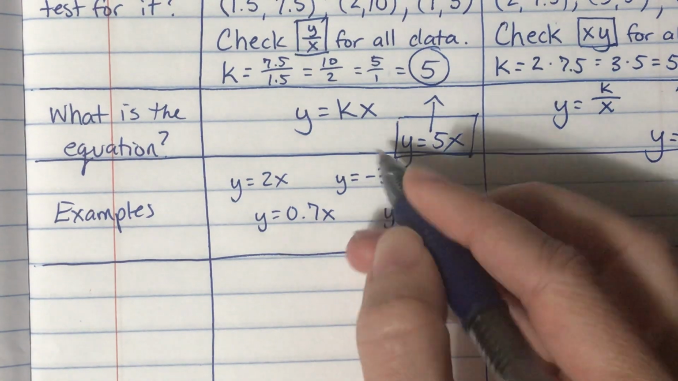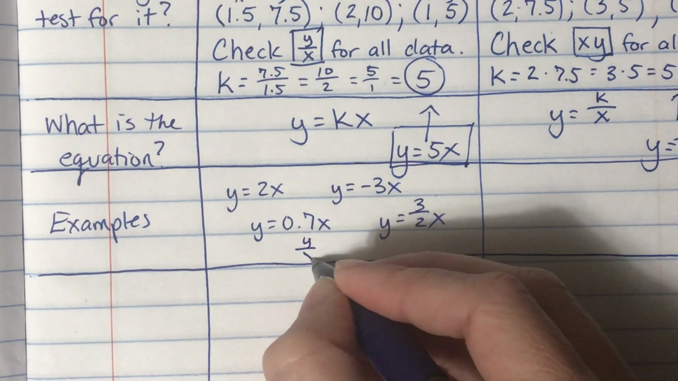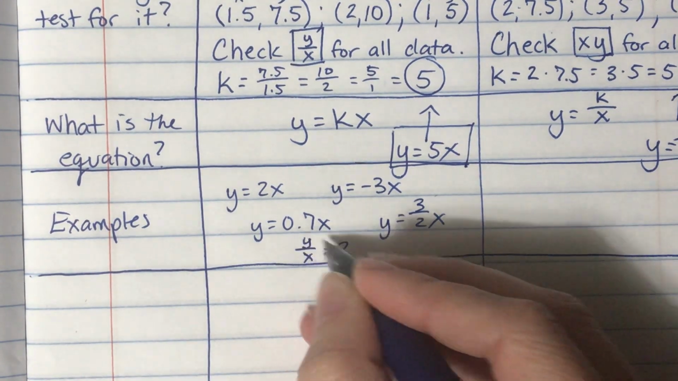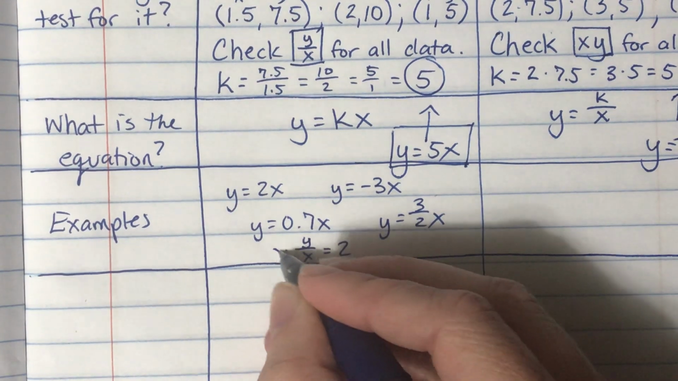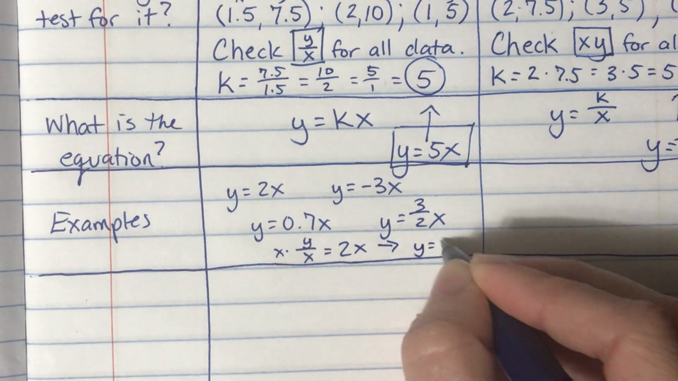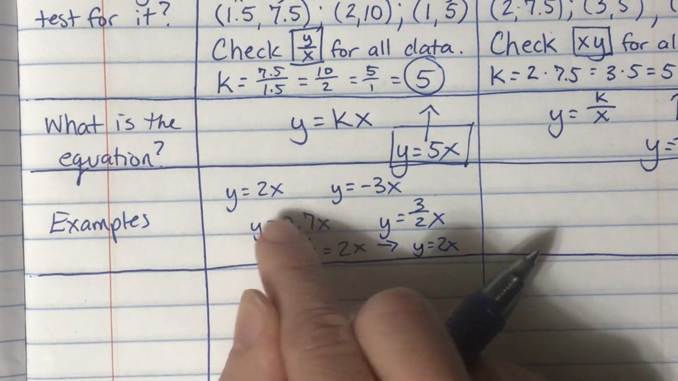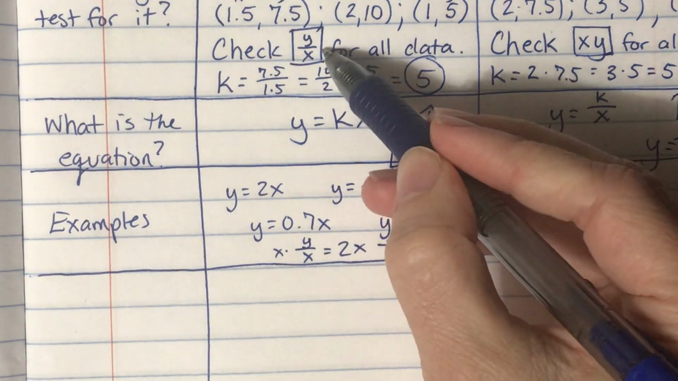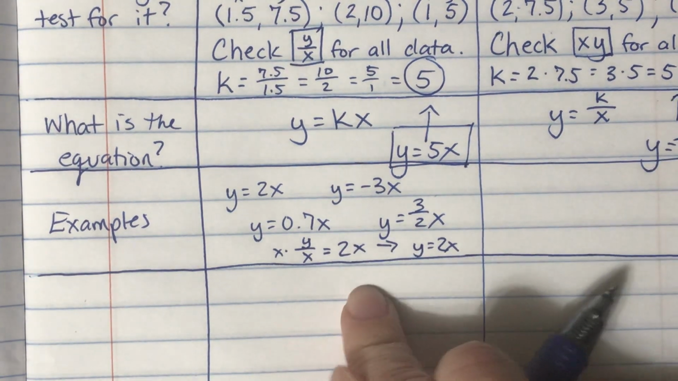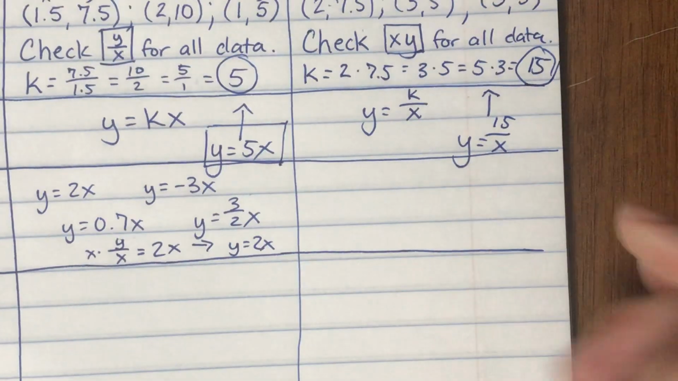Sometimes, and again, it's because of the constant, you might even have something that looks like this: y over x is equal to 2. Because if you were to solve this for y, to get y by itself, you'd have to multiply by x. And if you solved it for y, it would be y is equal to 2x, which is a direct variation equation. So it may look a little funny sometimes, but that's because of this y over x relationship, and we could just solve it for y. So again, just in general, these are what the equations are going to look like.